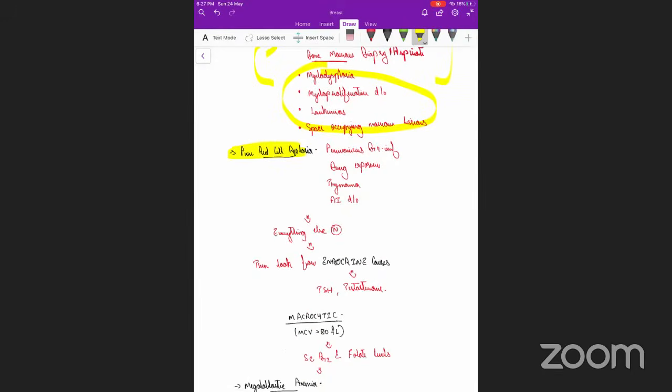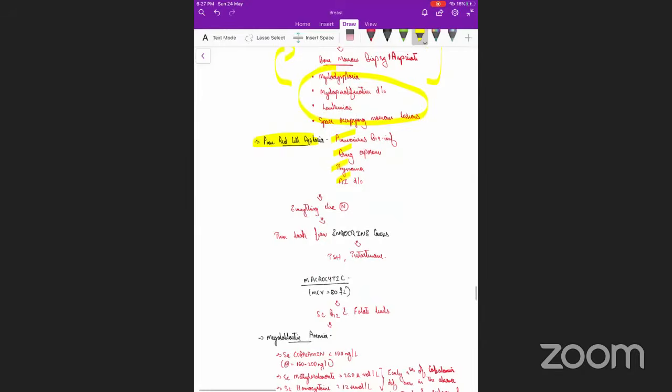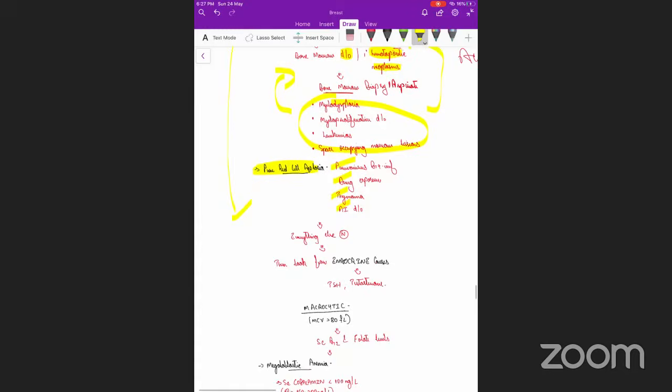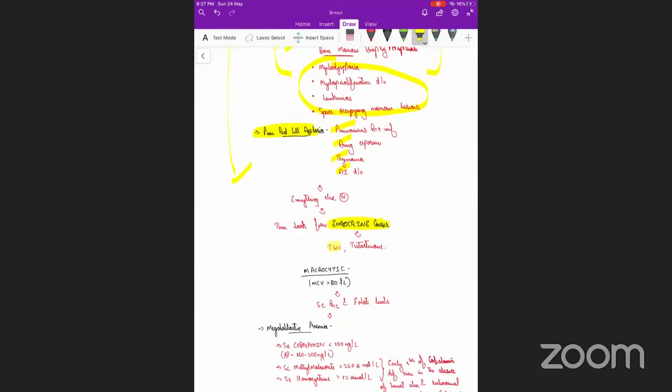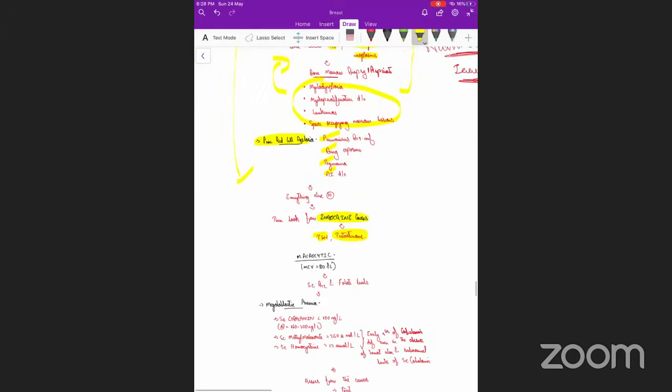Then it can be due to pure red cell aplasia. At that time you can think of parvovirus B19 infection, drug exposure, thymoma, autoimmune disorders. If all these things are normal, or we cannot make out any of these, then we can think of an endocrine cause. So you will have to measure TSH for hypothyroidism or testosterone for hypoandrogenism. That itself can cause anemia. So look for these things.